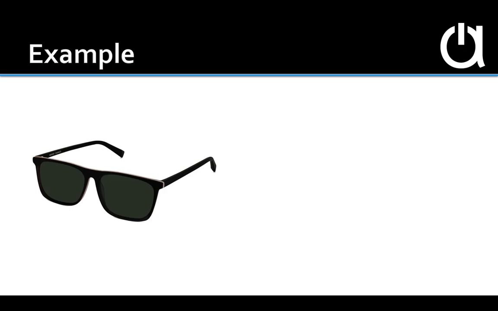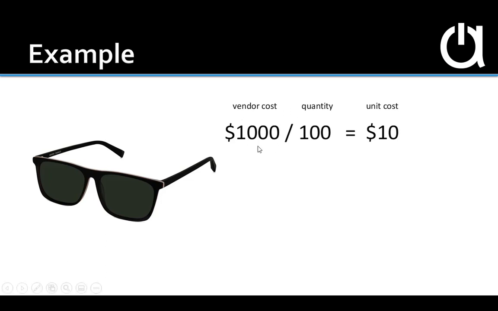Alright, so here's an example of what landed cost is in case you're still a little lost. So I'm purchasing 100 pairs of sunglasses from overseas. They cost me $1,000, and so their unit cost is $10 each. But I've also received charges for freight at $100, duties at $60, and I insured the shipment for $40.